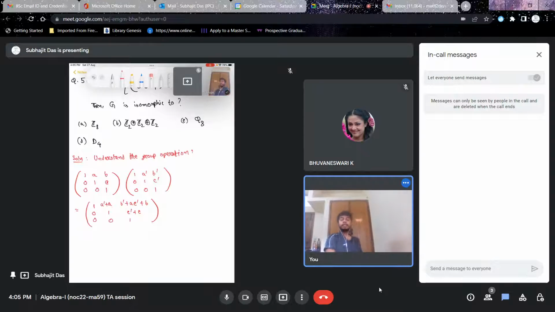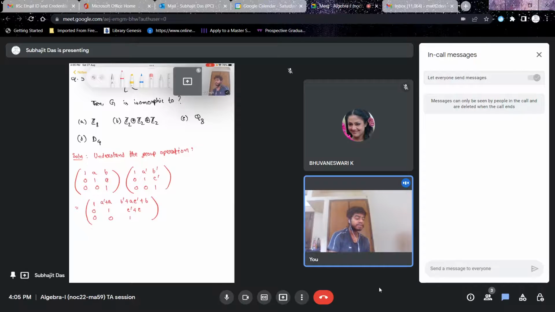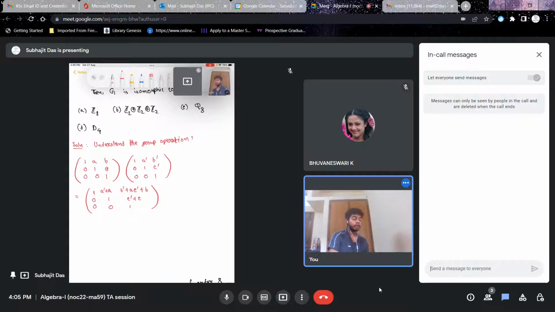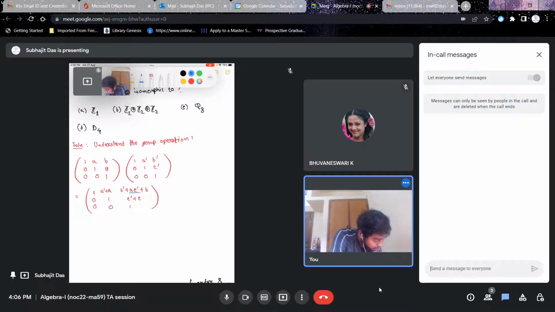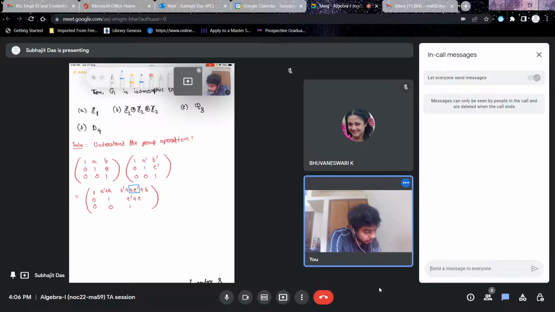Notice that this is your group operation, and the only thing that actually prevents this group from being abelian is this particular term, A C'. This is what makes the group non-abelian, because if you take the second matrix first and the first matrix second and multiply, you would arrive at A' C. So A C' and A' C need not be the same thing. That is why the group is non-abelian. Let me highlight this with a different color. Precisely because of this term, this G is non-abelian.